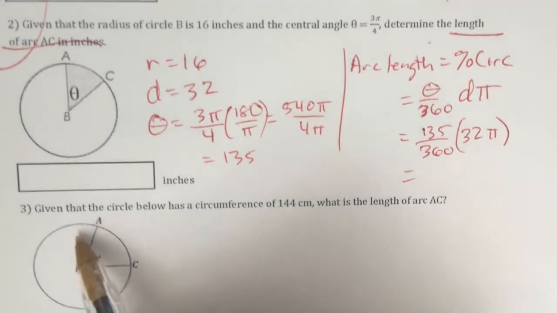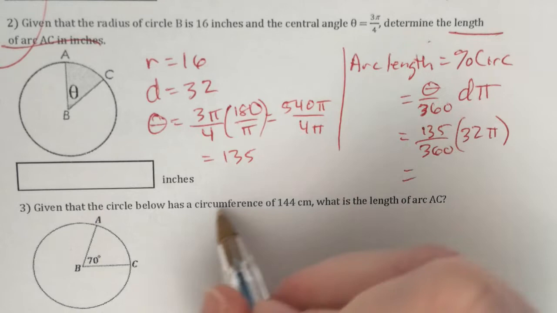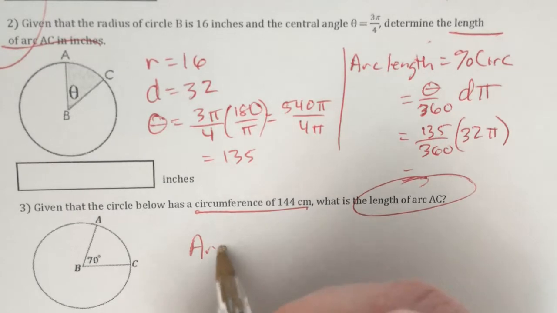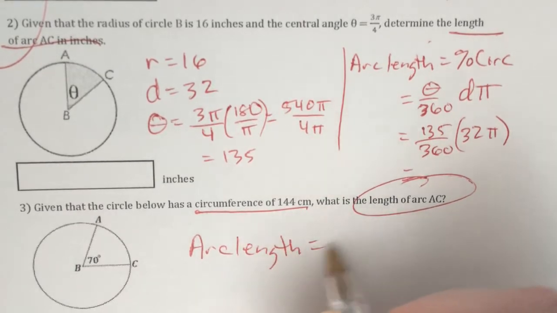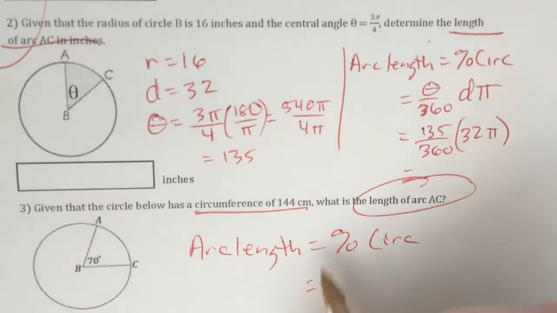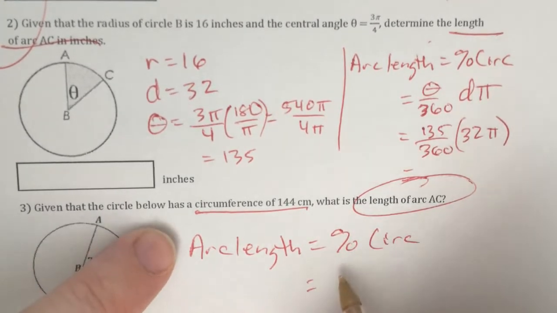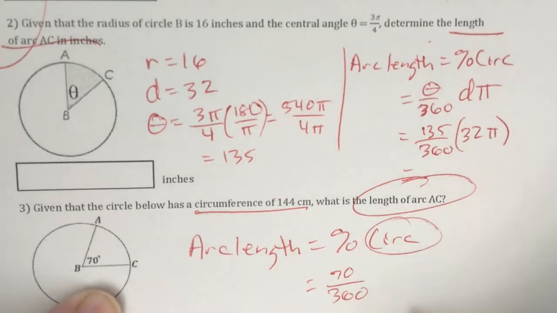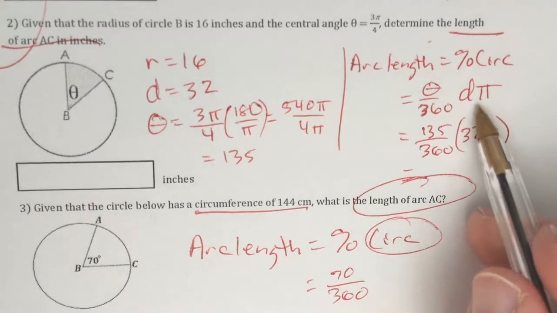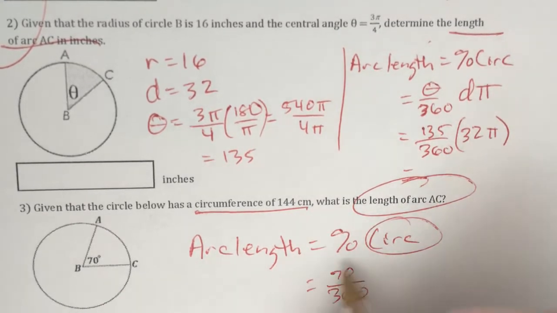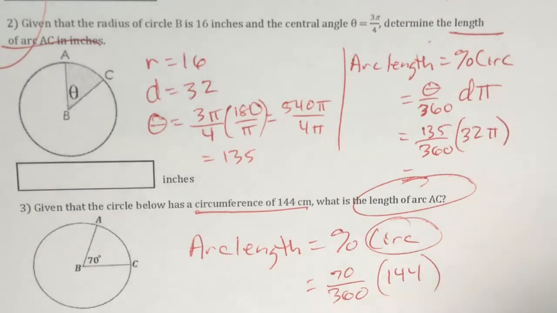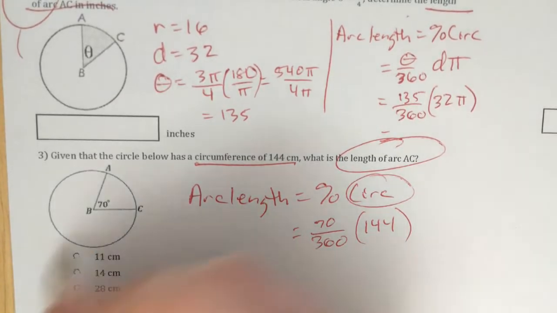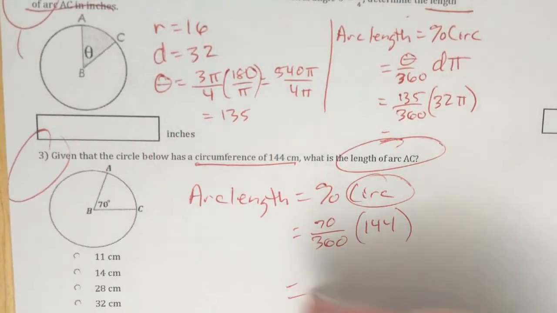All right, number 3. Given the circle below has a circumference, so they gave us a circumference, is 144. What is the arc length? Okay, so the arc length equals the percentage of the circumference. So that is the angle. The angle is 70 degrees over 360, and the circumference, they gave you the circumference. We're not typing in d pi. They actually gave it to us. So that would be 144. That's what you guys have to do. And all you have to do now is type that into the calculator and figure out which one of those is the correct answer. So it's your job just to finish that off.